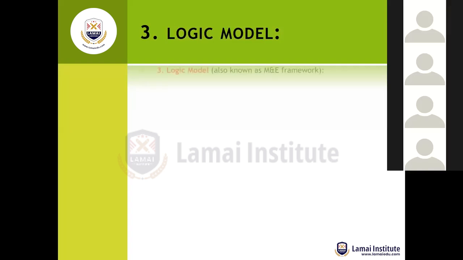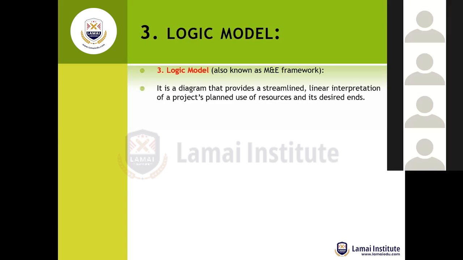Now the third type of framework is what we call the logic model, and this is by standard what we call an M&E framework. Most of us are used to understanding this as the typical M&E framework, because it is a diagram that provides a streamlined linear interpretation of a project's planned use of resources and its desired ends. It has essentially 5 components that we need to look at.